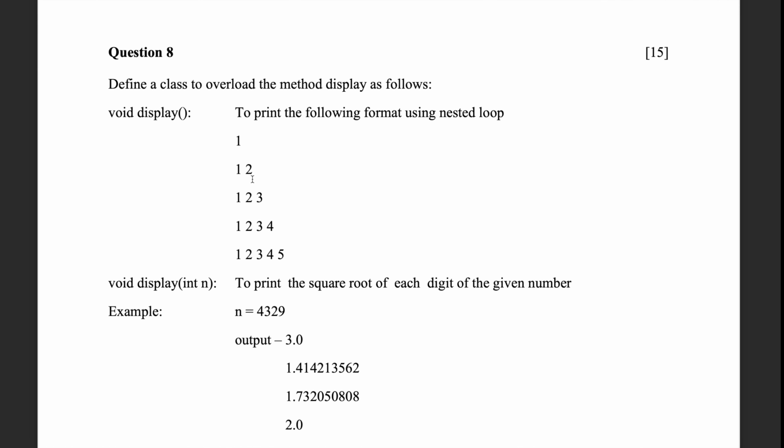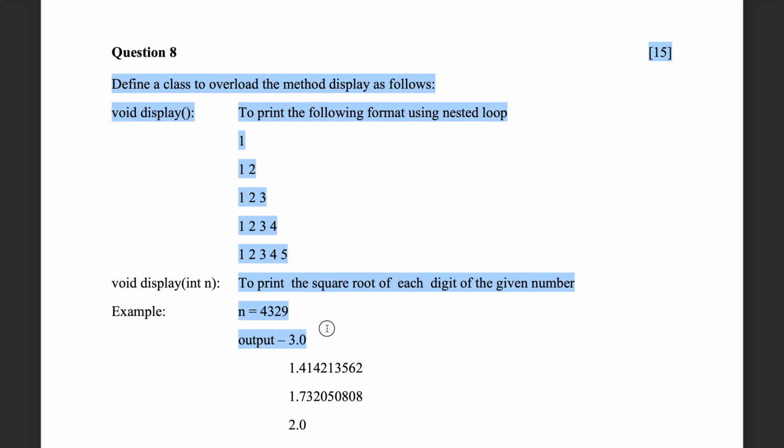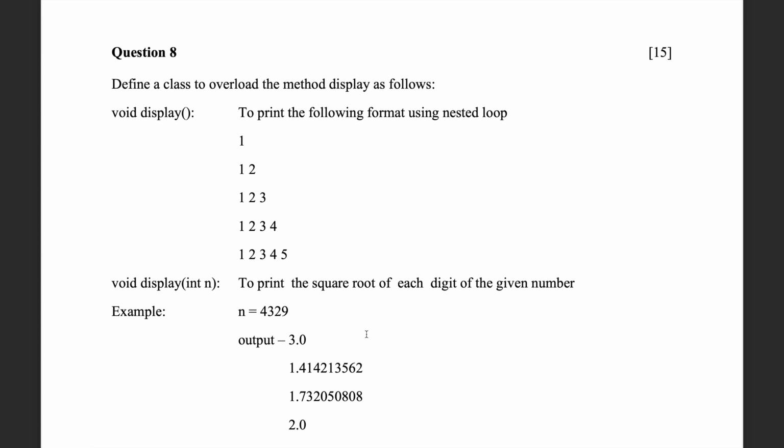Let's begin. So this is the question that you have been given and you have to solve this. Take a minute and give this a reading. Okay. So you have to define a class to overload the method display as follows. So you have two display methods. One takes an integer and one does not take any arguments.